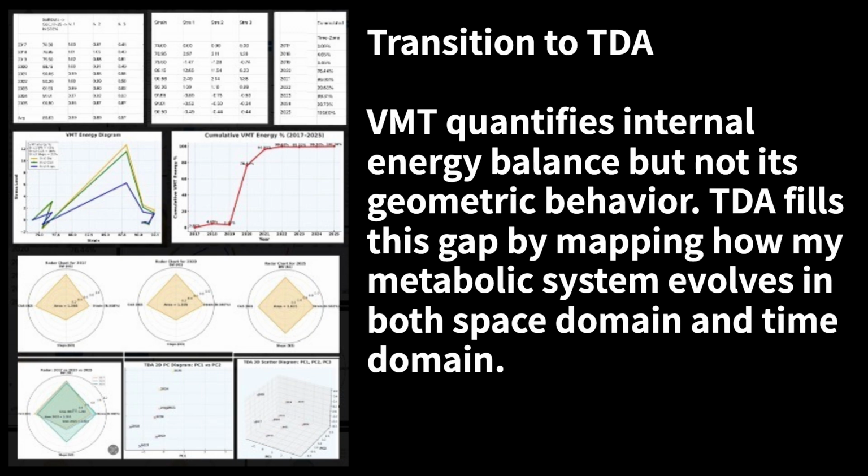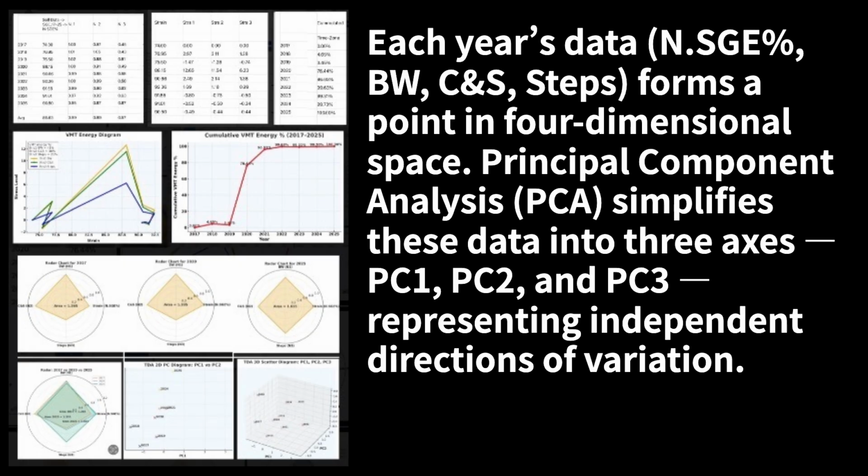Transition to TDA. VMT quantifies internal energy balance but not its geometric behavior. TDA fills this gap by mapping how my metabolic system evolves, in both space domain and time domain. Each year's data, N.SGE %, BW, C&S, steps, forms a point in 4-dimensional space. Principal component analysis, PCA, simplifies these data into 3 axes: PC1, PC2, and PC3, representing independent directions of variation.